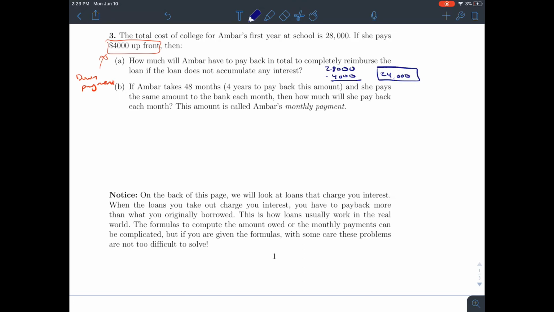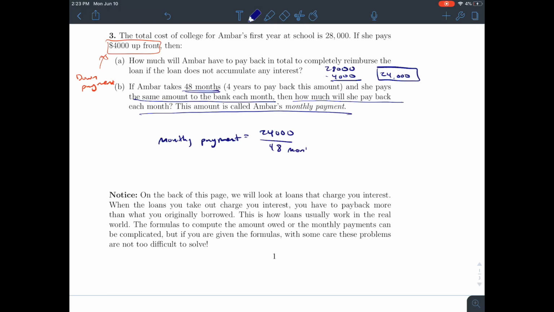If Amber takes 48 months, 4 years to pay back this amount, and she pays the same amount to the bank each month, then how much will she pay back each month? This is called Amber's monthly payment. To compute Amber's monthly payment, we know that she'll have to pay back a total of $24,000, and she'll be able to divide that into 48 months, 48 pieces, and pay back a piece of it every month. So let's see how much she owes each month. 24,000 divided by 48. That is $500 per month.